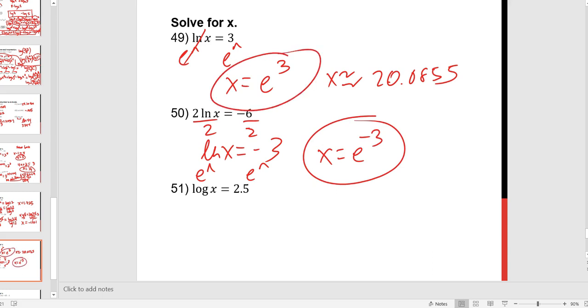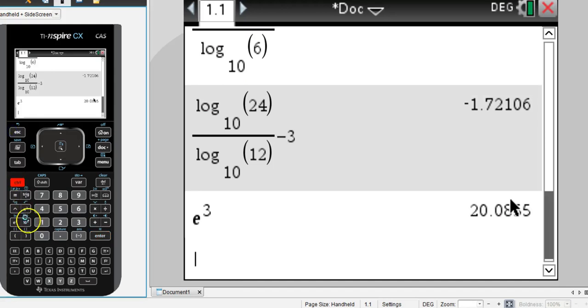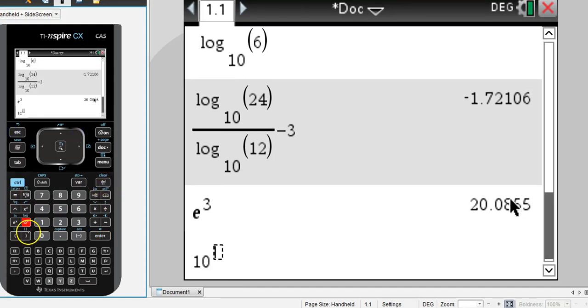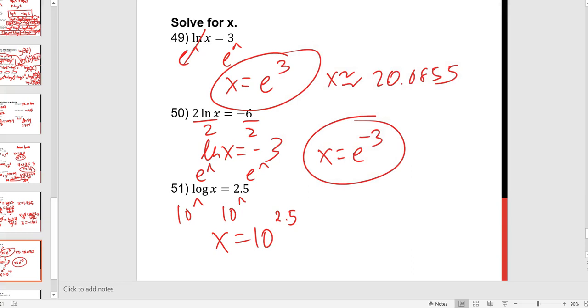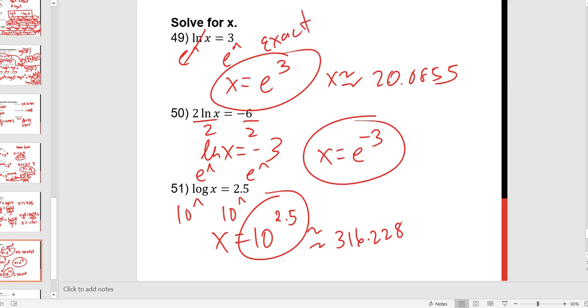How do we undo log of x? Well, this is log base 10, so we use a 10 to the. So our exact answer is 10 to the 2.5. You can get that as a decimal: 10 to the 2.5, how about 316.228? These ones that I circled, all of those are the exact answers. I will be asking for something like that on the test. All of these are approximations. So make sure you can get both.